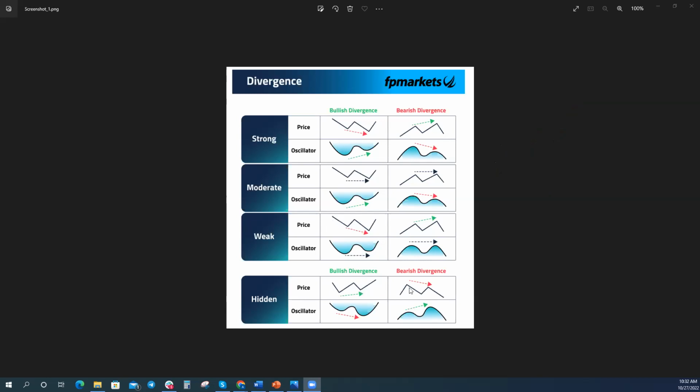Bearish divergence, mirror opposite again. We form a lower high in price, but the indicator forms a higher high. But the higher high is weak in this setup. Price takes command. Price takes the lead, if you will.